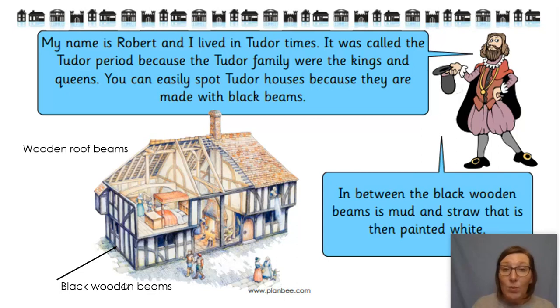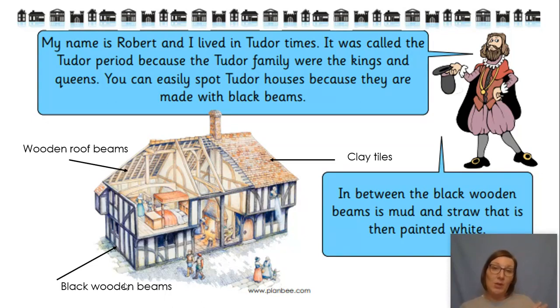Now, they did have wooden roof beams, and now we have clay tiles. So we're more advanced from just the straw thatched roofs. However, in Tudor times, they did also have thatched roofs. It wasn't lots of houses that had clay tiles. Mostly they had thatched roofs.